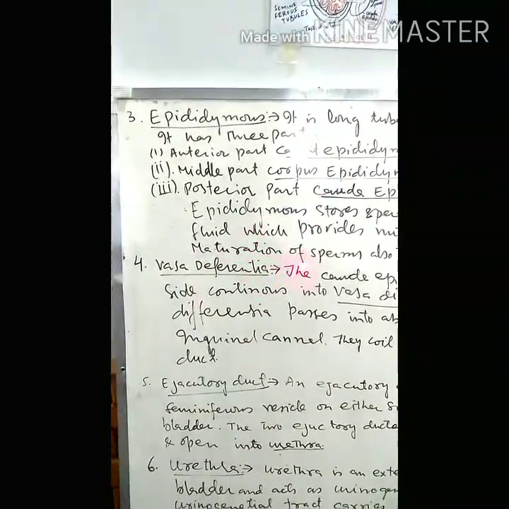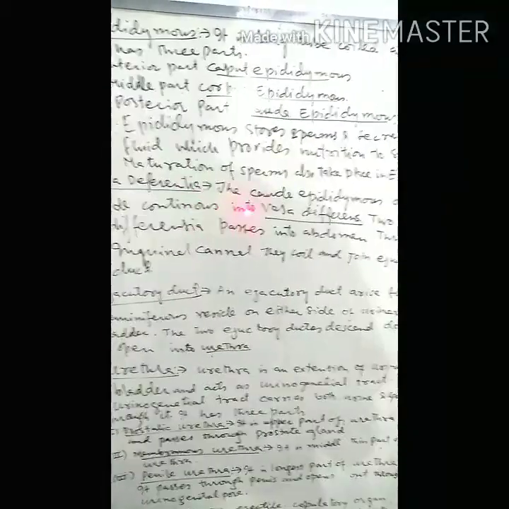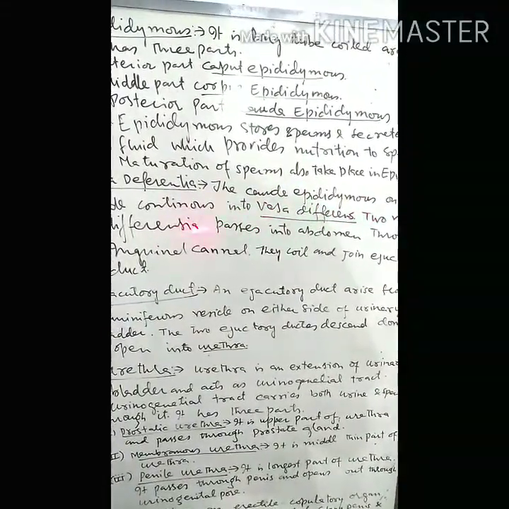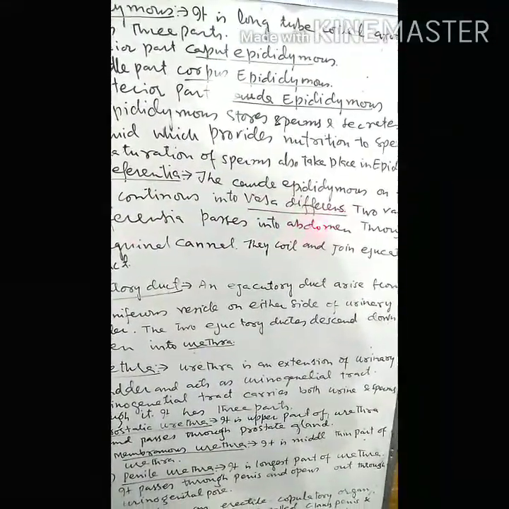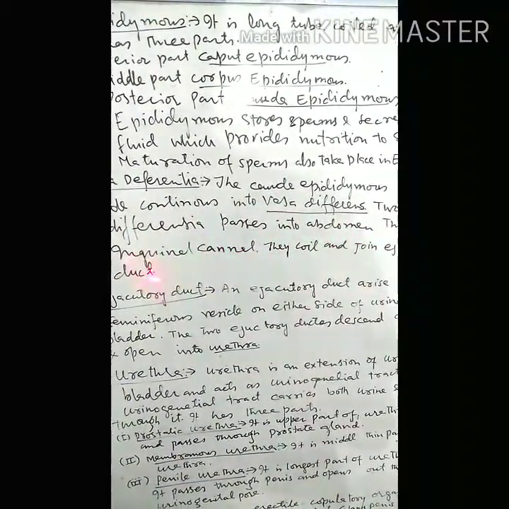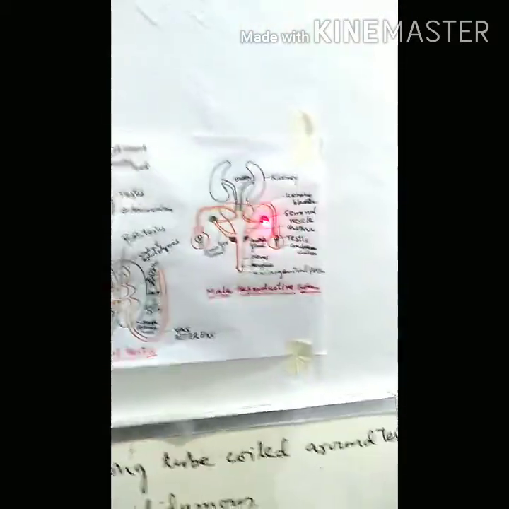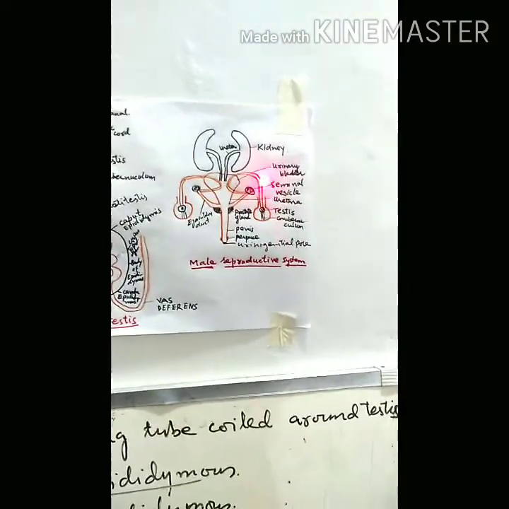Now we come to the vasa differentia. The cauda epididymis on either side continues into the vasa differentia. The two vasa differentia pass into the abdomen through the inguinal canal. They coil and join the ejaculatory duct.